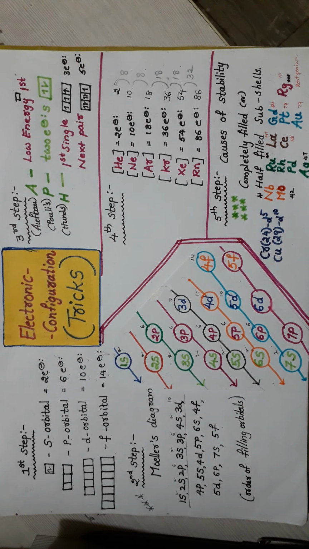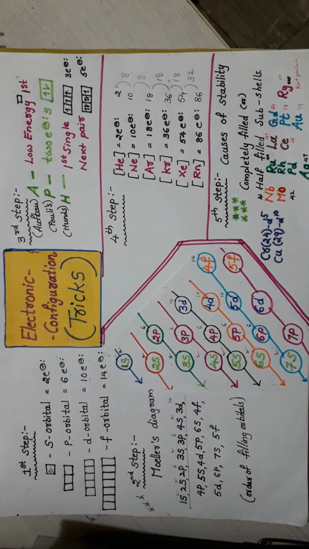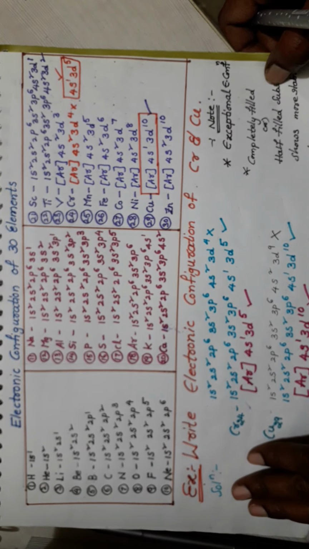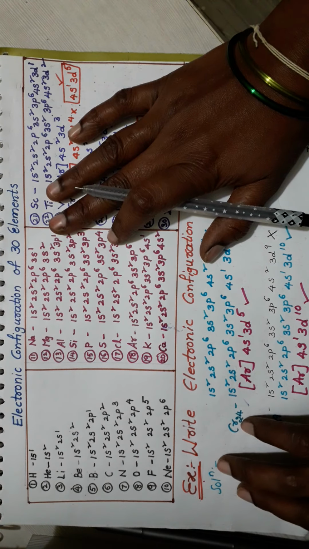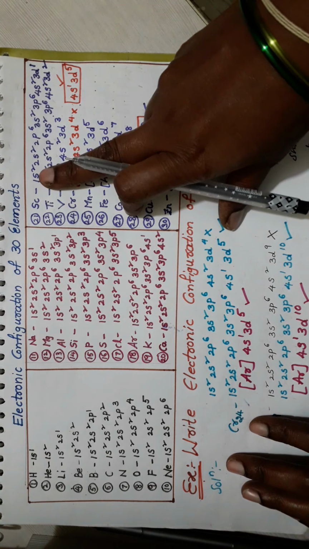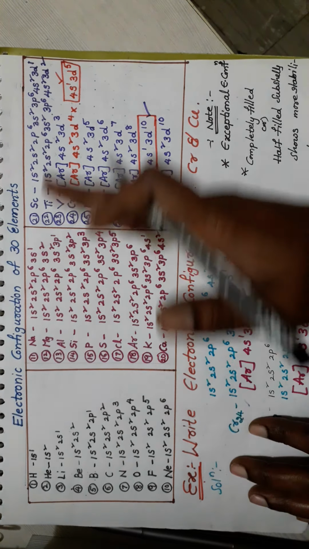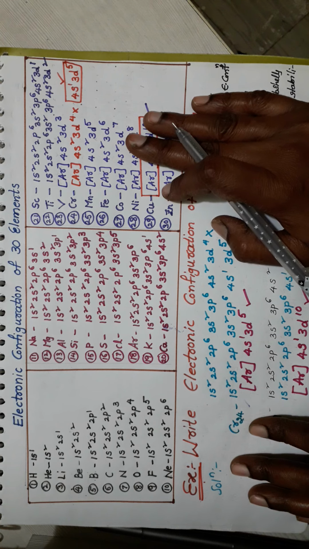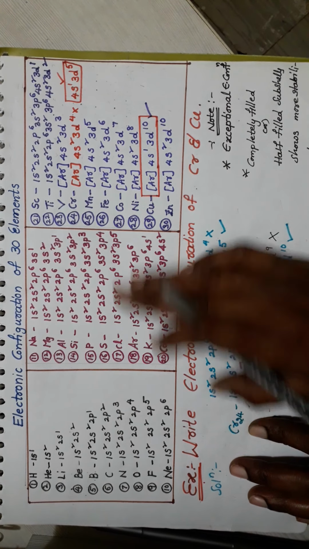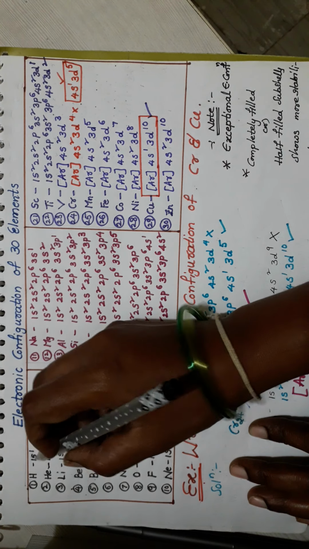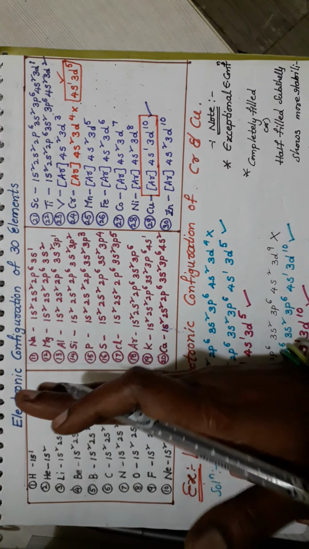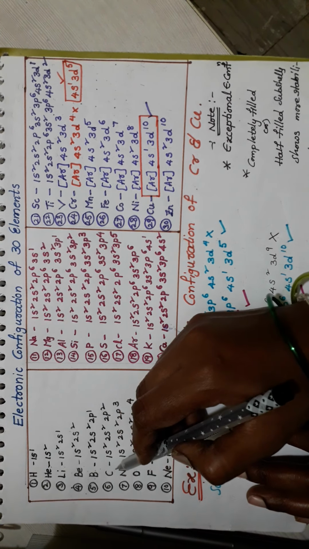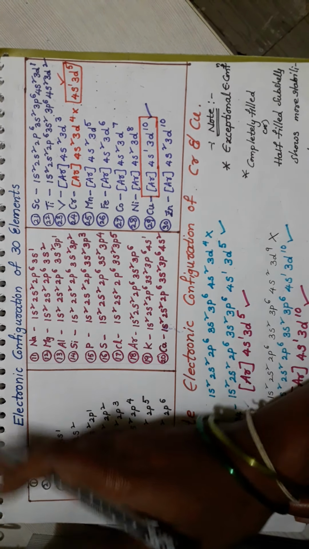Next I will tell the electronic configuration of 30 elements. Here I divided them into 10 elements each. You also learn these 10 elements like this. It is very easy, and we can write down the electronic configuration easily. For remembering it is easy, so we divide them into parts of 10. Hydrogen, helium, lithium, beryllium, boron, carbon, nitrogen, oxygen, fluorine, neon. These are the first 10 elements.